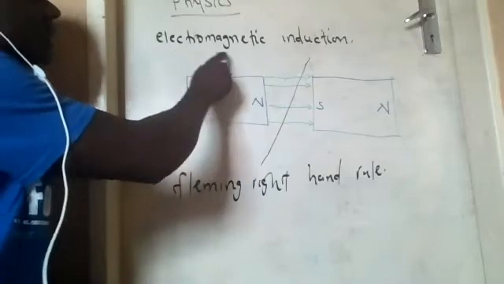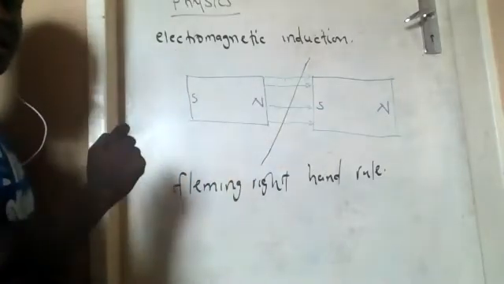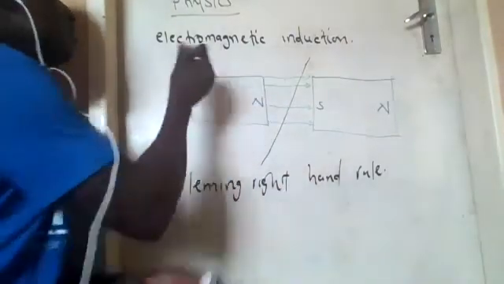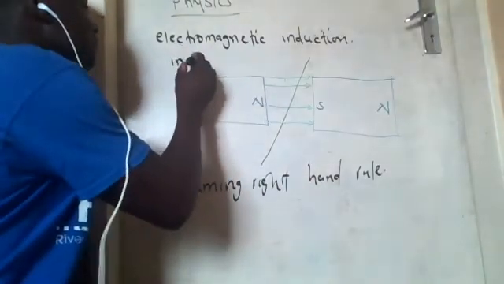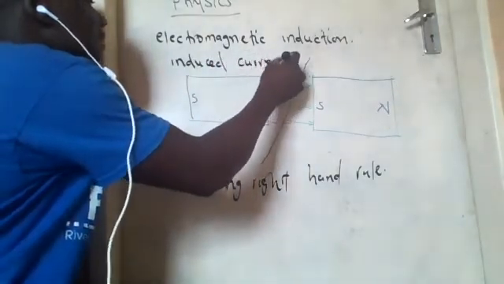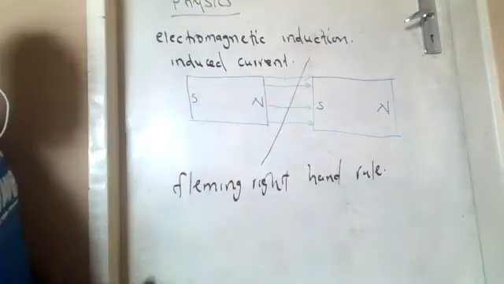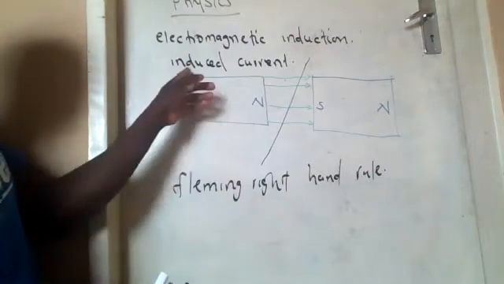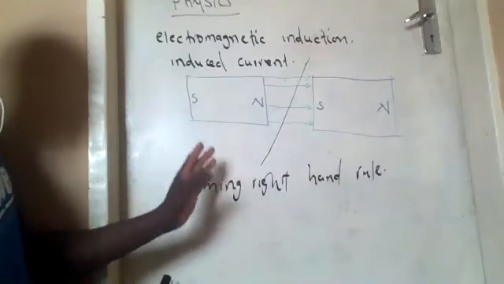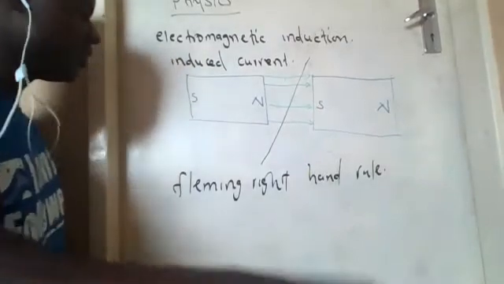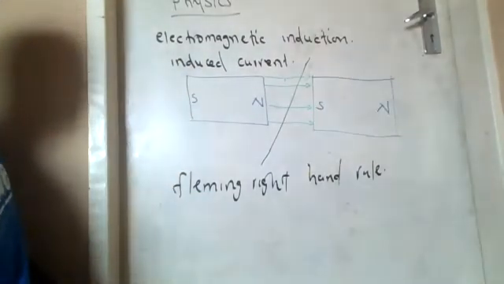The current that is produced by electromagnetic induction is called induced current. Okay. Now, how can you determine the direction in which this induced current moves? So what happens here is we use what we call Fleming's right hand rule.